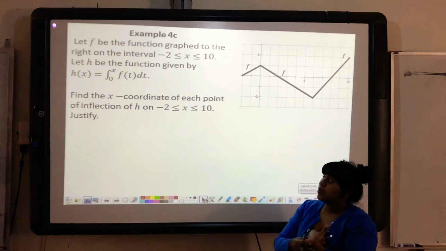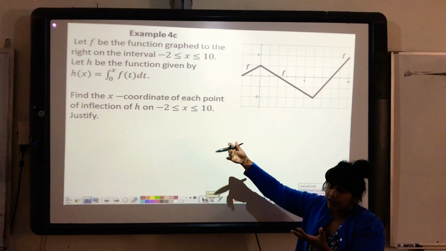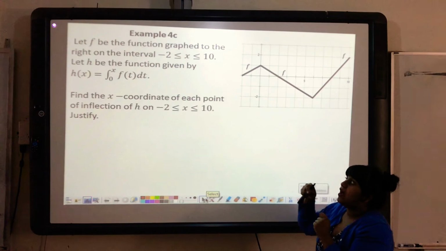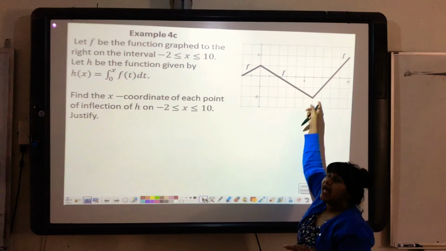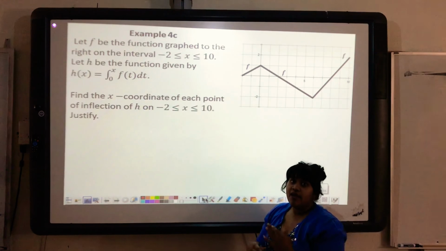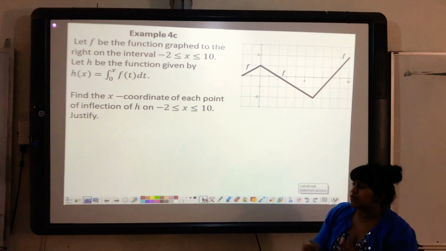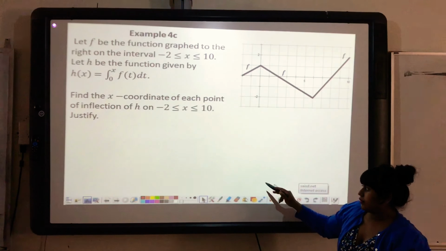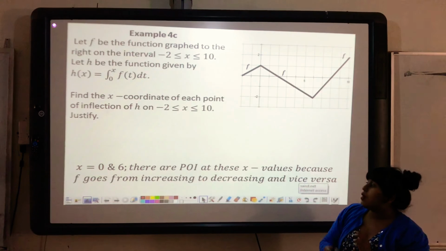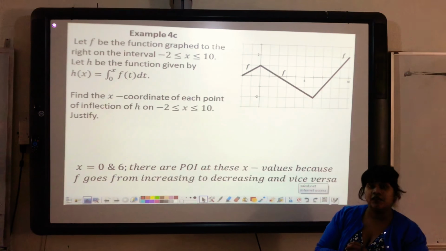So that's good. We just need our justification statement. So H, what we're given, right? H would have points of inflection at these two values because F, even though we know it is G prime, F is doing what? What did we just talk about? F's slope is either changing sign or F is going from increasing to decreasing or decreasing to increasing. So there it is. At x equals 0 and 6, there must be POI at these x values because F goes from increasing to decreasing and vice versa.